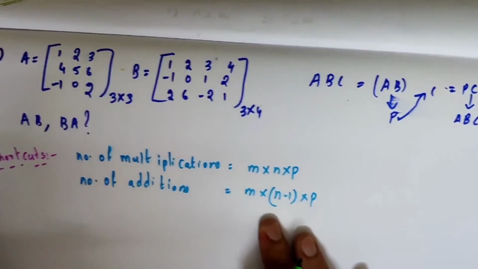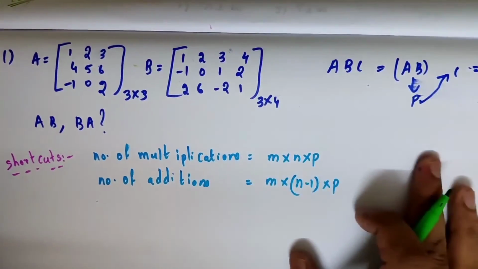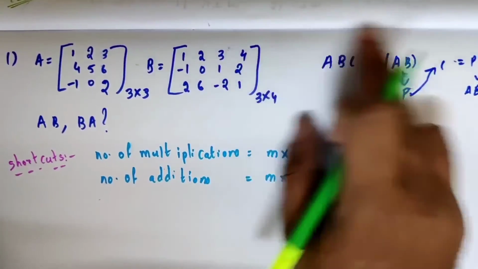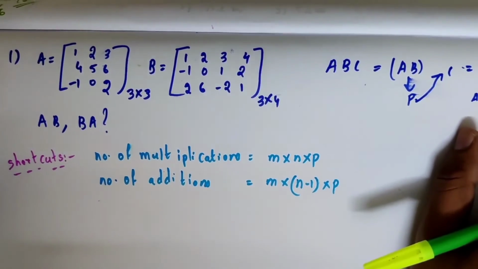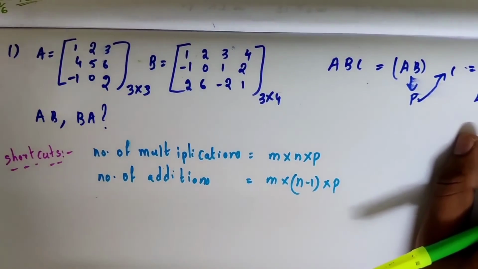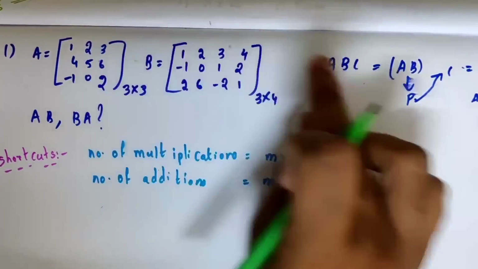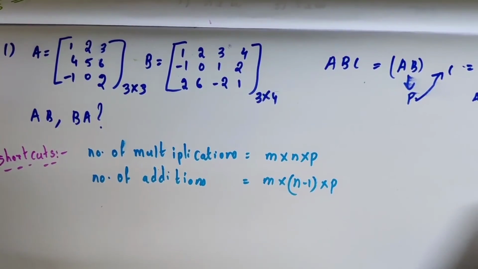These kinds of questions are not expected in your semester examinations, so no need to worry much about this. You just have to remember the shortcuts. Whenever you feel the necessity of finding the multiplications and additions, you don't want to count them manually. You can simply use these formulas.